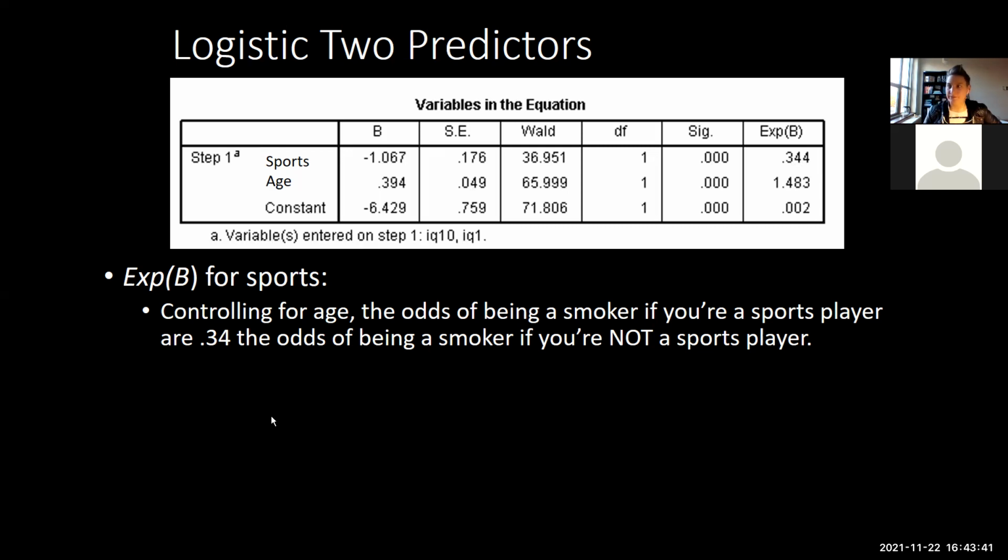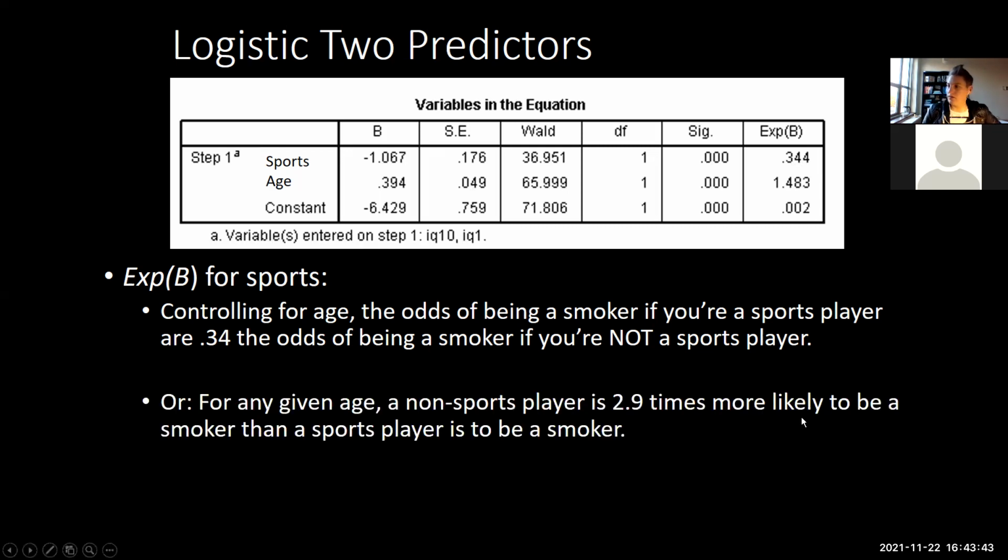Okay, I'm going to keep going. Look at that, I even told you here. I did the inverse here. So for any given age, a non-sports player is 2.9 times more likely to be a smoker than a sports player. So it seems like controlling for age, my hypothesis was correct, that sports players want to save their lung capacity and don't want to be smokers. Oh, that's me doing the inverse.